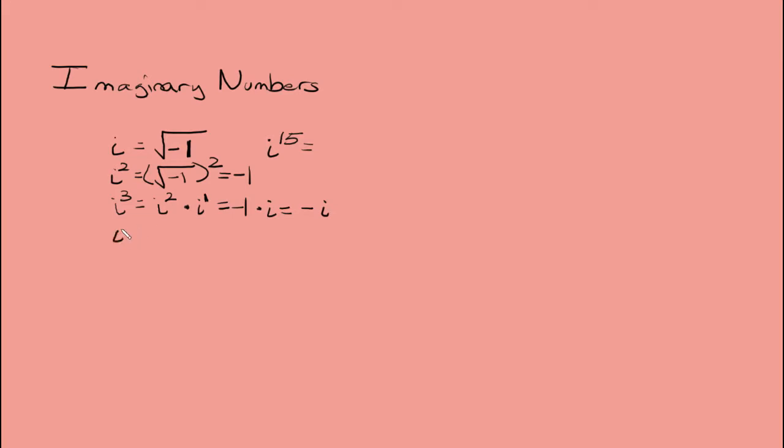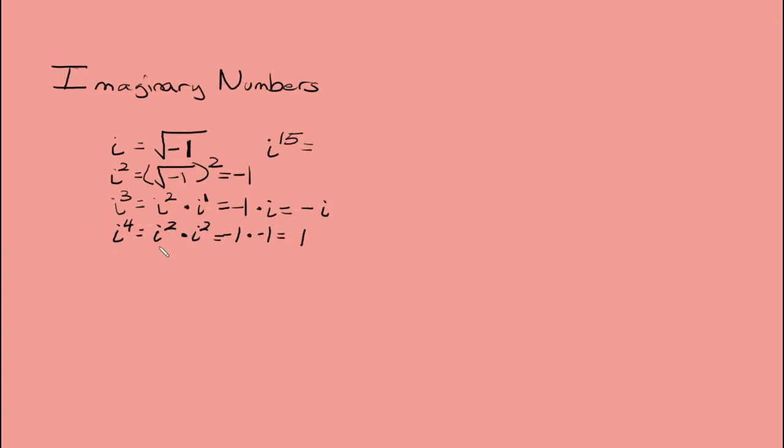And finally, i to the fourth. What is i to the fourth? We can split this up into i squared times i squared. Again, 2 plus 2 is 4. i squared is -1, times i squared, which is -1. -1 times -1 is 1.